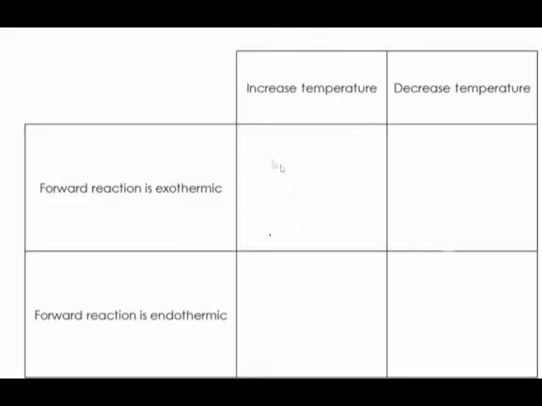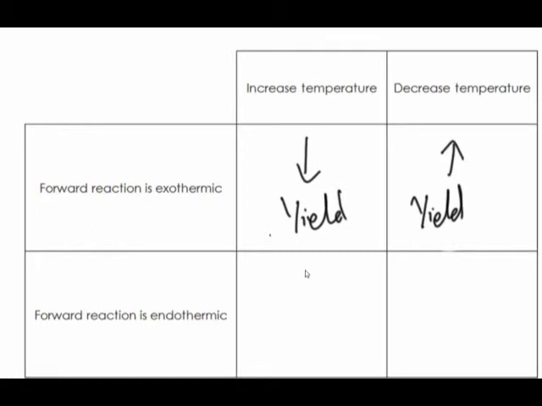Right, if we look at temperature then, the forward reaction is exothermic, and if we increase the temperature, then we decrease the yield. Now, if we decrease the temperature, then we increase the yield. If the forward reaction is endothermic, then an increase in temperature increases the yield, and a decrease in temperature decreases the yield. Now, you probably want to get that table written down and memorised for the exam.